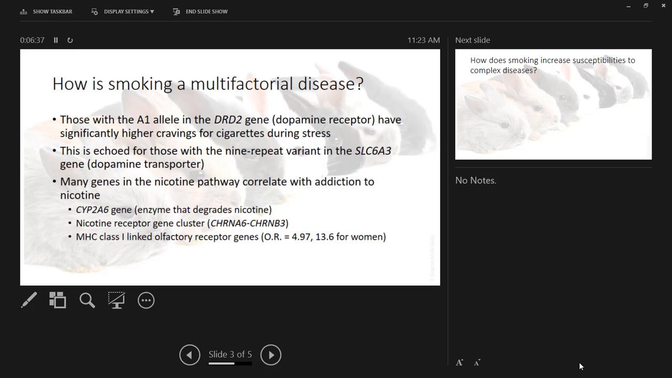And then finally, this one was really interesting. I really enjoyed reading this paragraph in the textbook, and I'll summarize it for you. There are olfactory receptor genes that are physically linked to MHC class 1. And we talked a little bit about MHC in this class, not a ton, but the MHC is the major histocompatibility complex. And basically, it's a series of machines that take foreign material, chop it up, and then present it to the immune system.